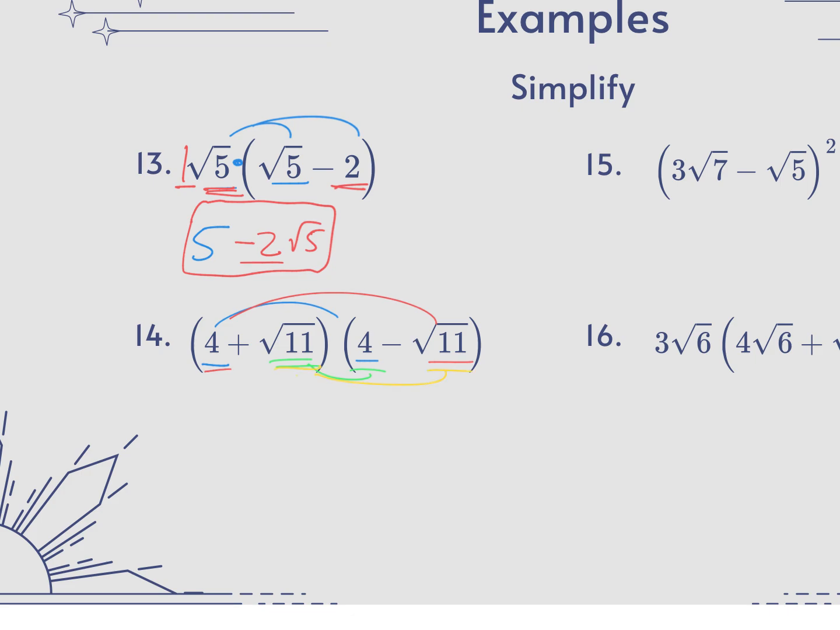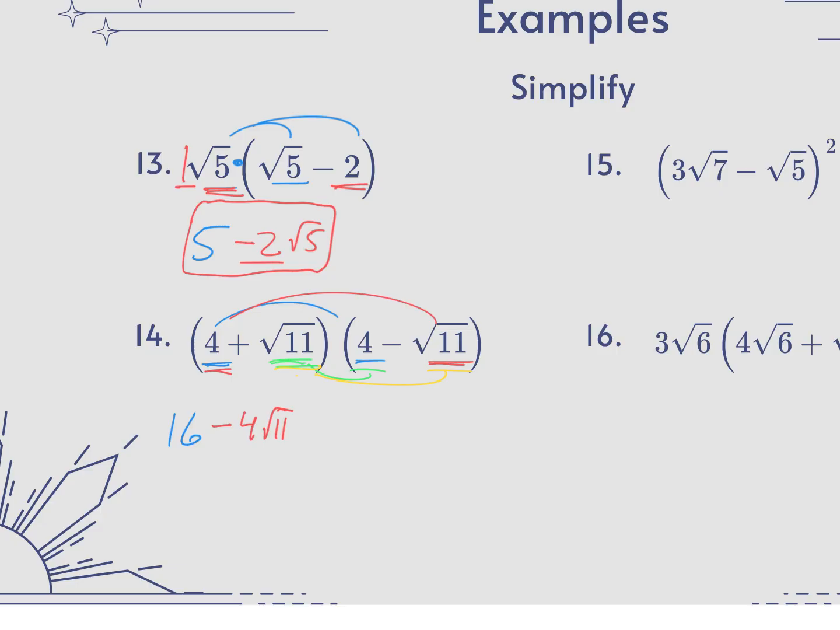All right, so just doing that is going to get you square root of 4 times 4, so 16. Right, outer times the outer is going to be 4 times negative square root of 11. Right, can't multiply a whole with a radical, so it's just going to be negative 4 square root of 11. Right, leave it just like that.